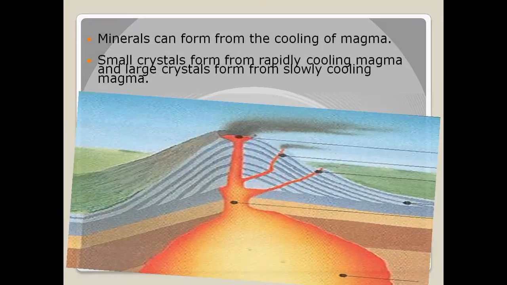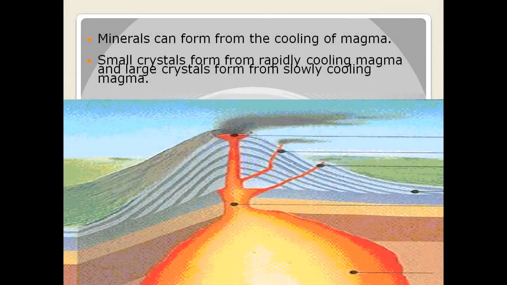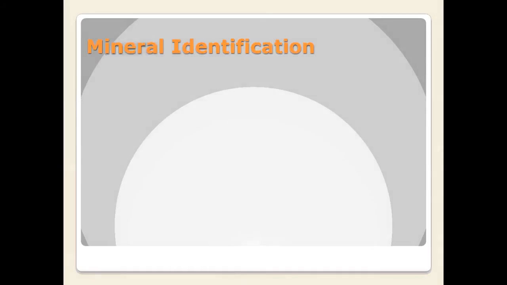Now, minerals can form from the cooling of magma. Magma is usually found in the underground part of volcanoes, and small crystals form from rapidly cooling magma, whereas the larger crystals generally form from slowly cooling magma. So that's part of how they're formed.